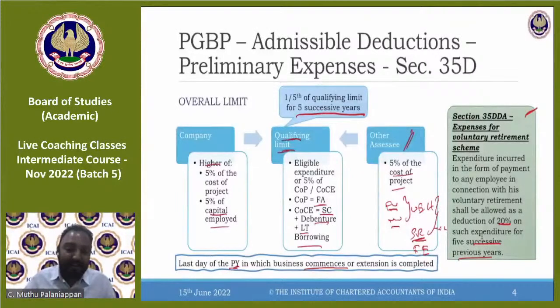Mansha, whether salary for conducting a feasibility study is included? Yes, if there is some salary cost which is towards this feasibility study, yes, you will have to include it.